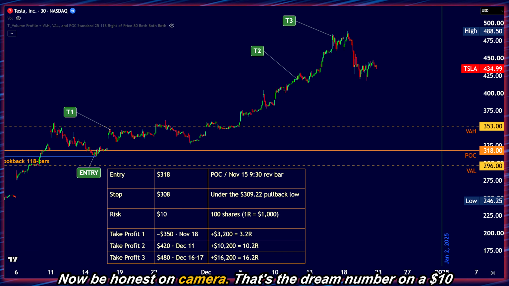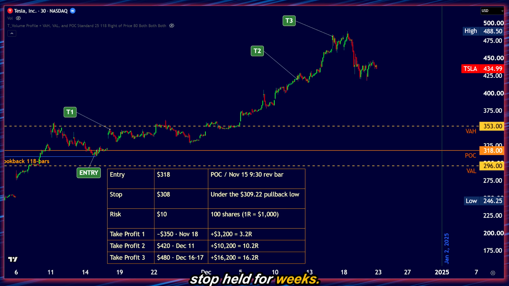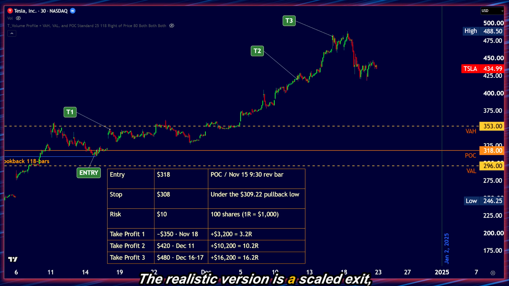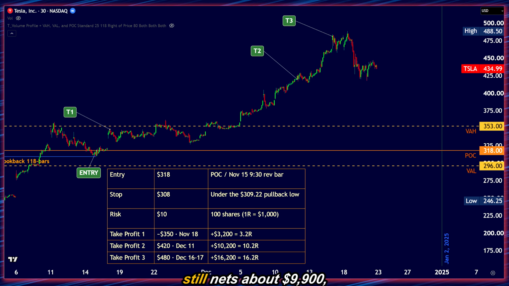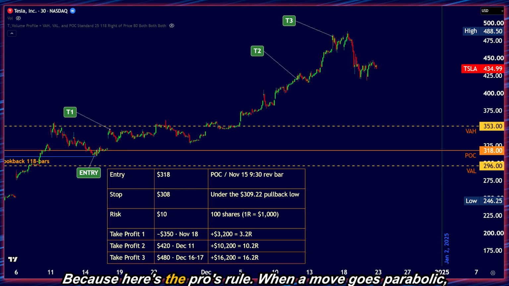Now, be honest on camera, that's the dream number on a $10 stop held for weeks. The realistic version is a scaled exit. A third at 350, a third at 420, a third at 480. That still nets about $9,900, nearly 10 R. Because here's the pros rule.